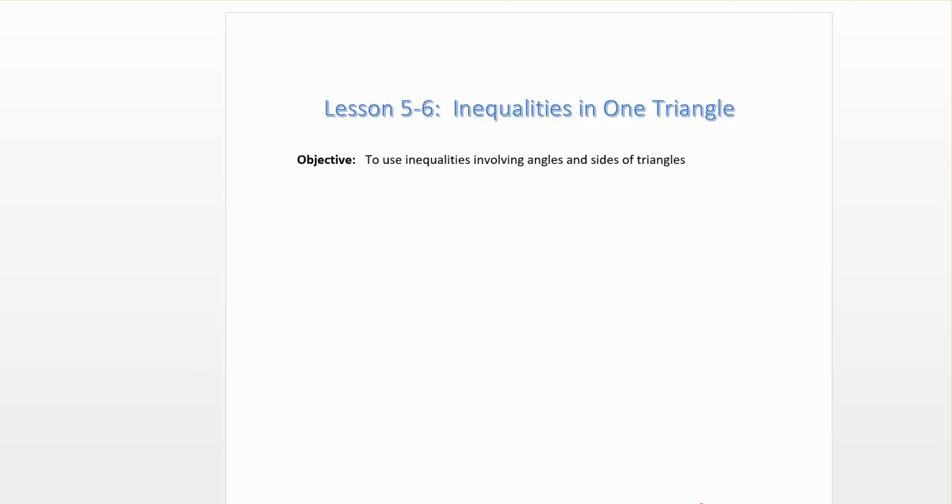Okay, that's lesson 5-6, inequalities in one triangle. And we use those inequalities in one triangle to try and find missing sides, missing angles, to order the angles and to order the sides using inequalities.